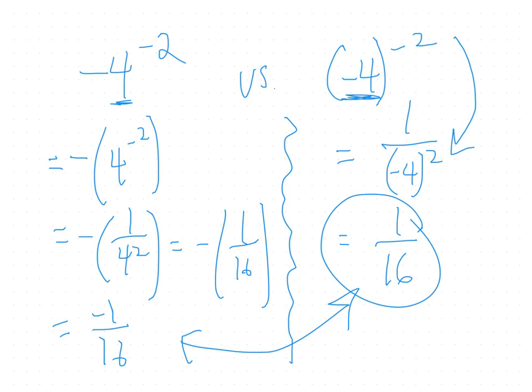When you bring that power with the negative exponent to the denominator, only the base gets brought down to the denominator. And if we examine this example on the left, only 4 was the base, and thus only 4 is brought down to the denominator. On the right, the negative 4 is the base, and that negative 4 gets brought down to the denominator.